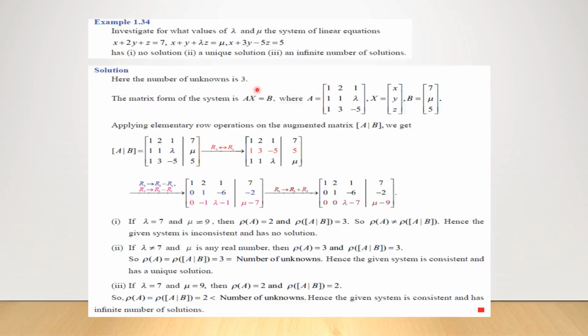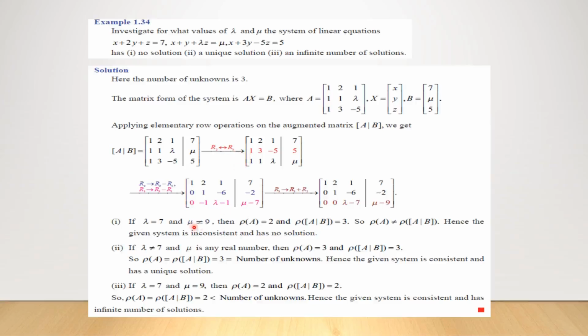Here, the number of unknowns is 3. First, you have to convert to the matrix form of the equations with the coefficient matrix, variable matrix and constant matrix. Then you have to apply the elementary row operations on the augmented matrix A and B. For that, the first row, first element is non-zero. Next, here the lambda and mu are in the R2 row. We make them move to the third row by interchanging R2 and R3.